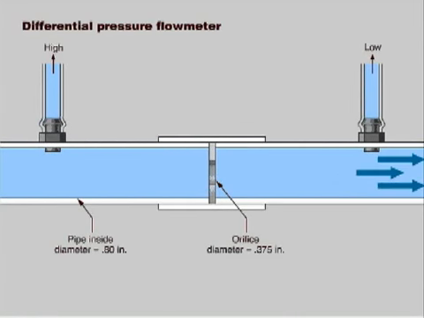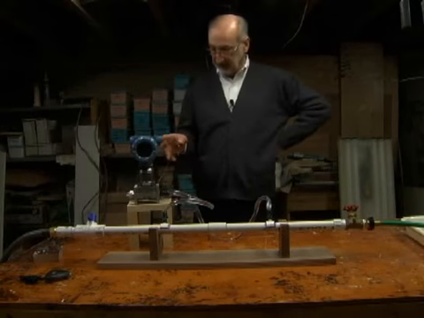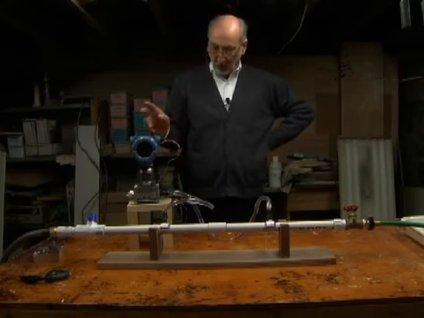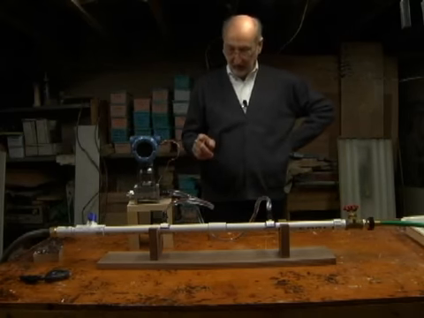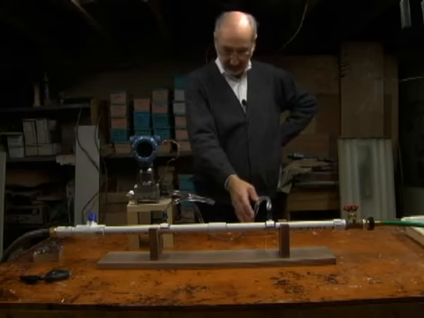If you place a restriction in the flow, there will be a pressure loss that is proportional to the flow rate. The more fluid you try to jam through the restriction, the greater the pressure loss. So if you measure the differential pressure, you can use it to calculate the flow rate. What we're going to do then is put water through the pipe at various flow rates and then look to see what the differential pressure is.